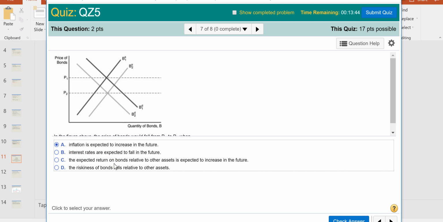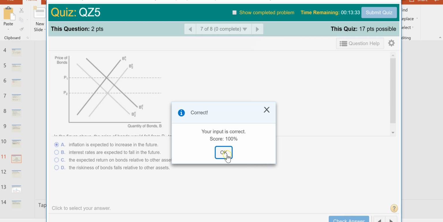Hence, checking the other three choices, we still confirmed that A is the only correct choice. So now let's check our answer. The input is correct.